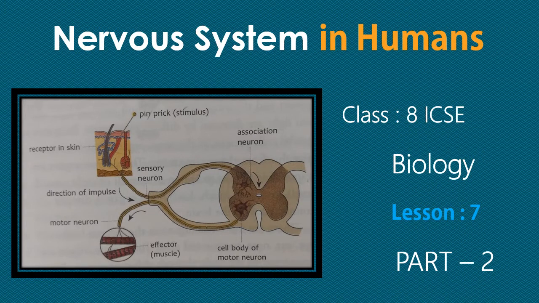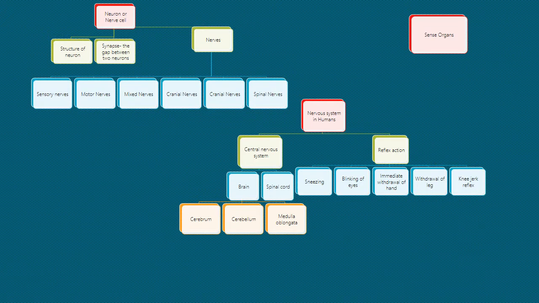Hello dear, in this video we are going to learn about the nervous system in humans, part 2. In the last video, we already completed the neuron or nerve cell, and in this video we are going to see the nervous system in humans and the sense organs.